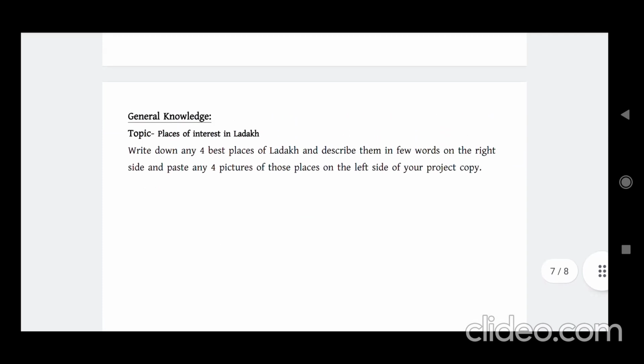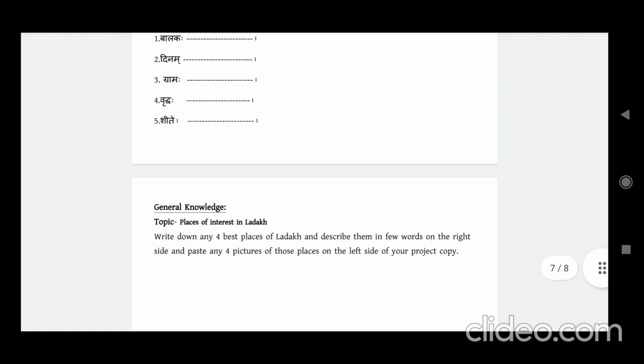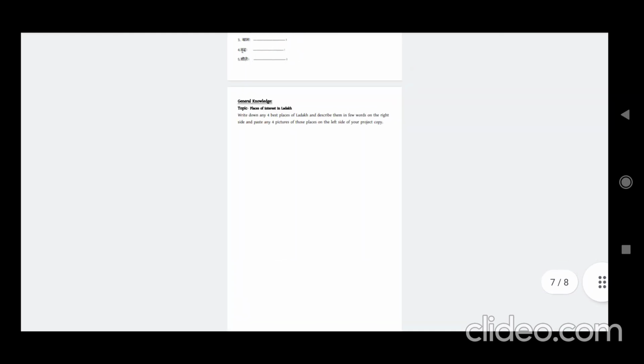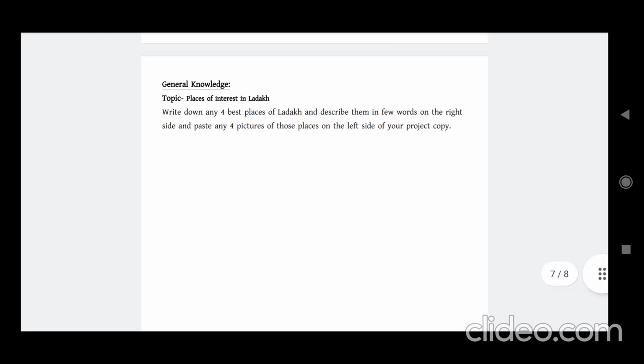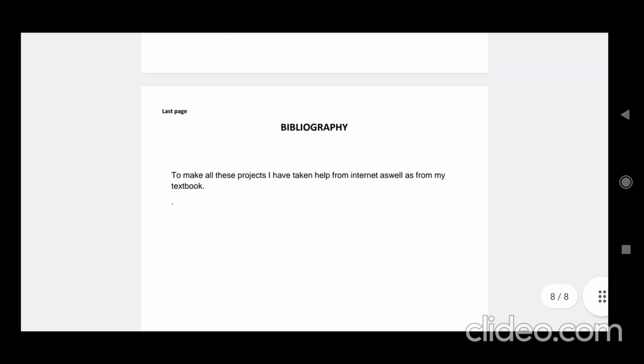So after completing all these subjects, the last page of your term 2 project assignment you will dedicate for your bibliography. The same bibliography you wrote for the term 1 project, the same pattern will be followed for your term 2 projects also. In your term 2 projects, the bibliography page will contain the same statement: To make all these projects, I have taken help from the internet as well as from my textbook. And then your term 2 project assignment ends.